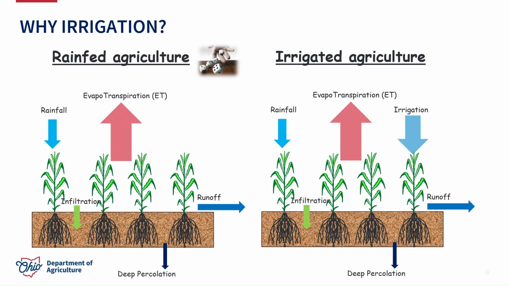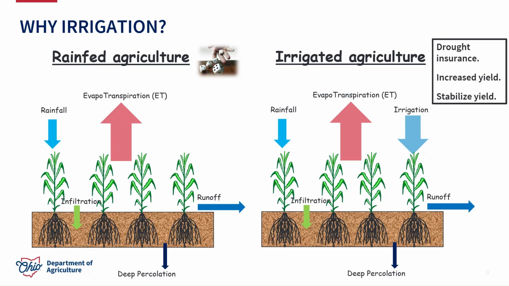So you can kind of think of it as when you're planting crops in a rain-fed system, you're kind of rolling the dice. You're subject to the weather and to any drought conditions that may be imposed. Whereas an irrigated field is going to be more resistant in a drought period. It's likely going to increase the yield of the crop as it's always being provided the amount of water that it needs, and it's going to stabilize that yield from year to year.